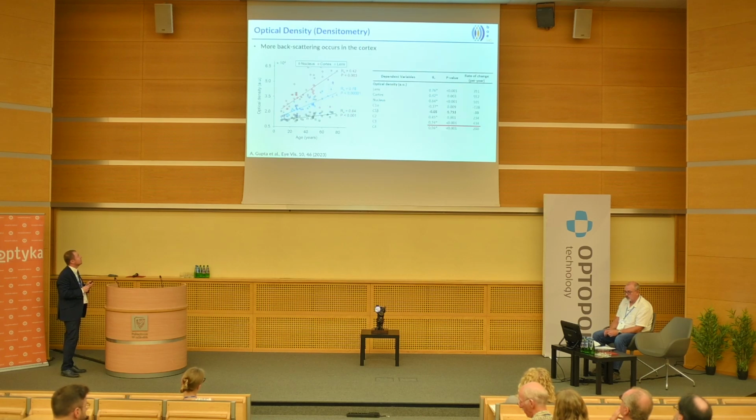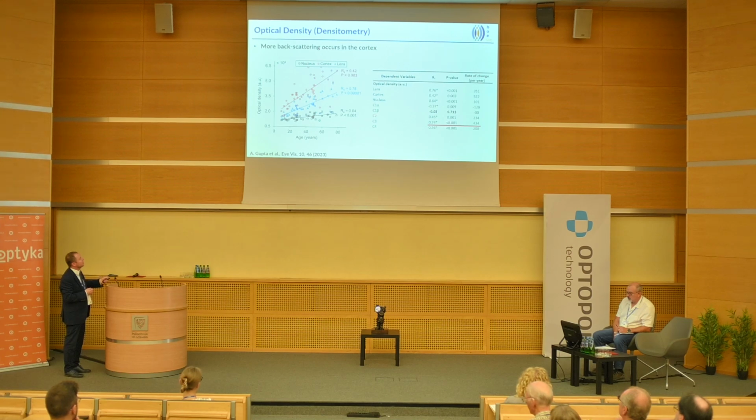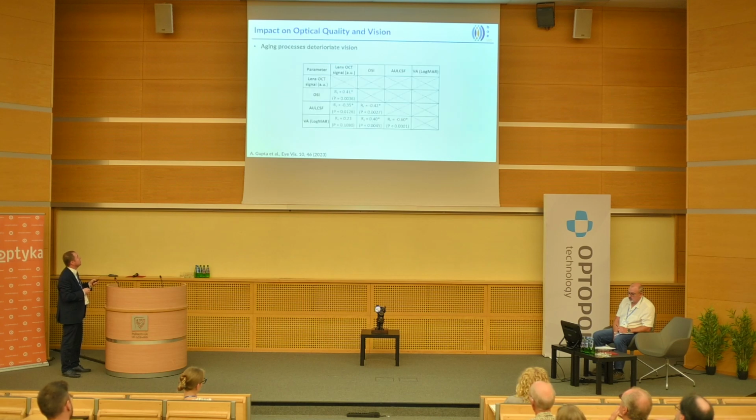What we also observe is that generally more backscattering occurs in the cortex. The lens with age becomes more opaque, and the cortex is mostly responsible for the opacification, and these processes are not so fast if we consider the nucleus. And this is mostly the C3 layer that gives the largest correlation with age.